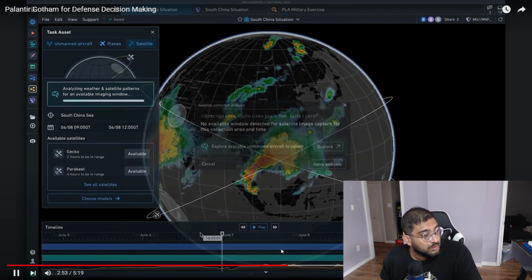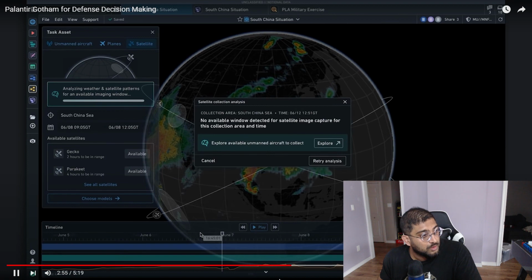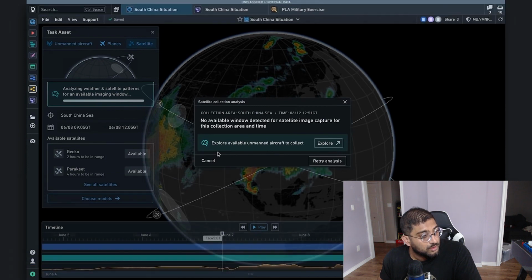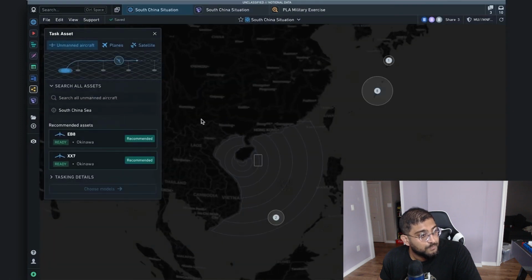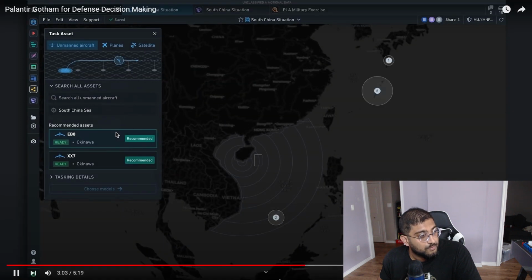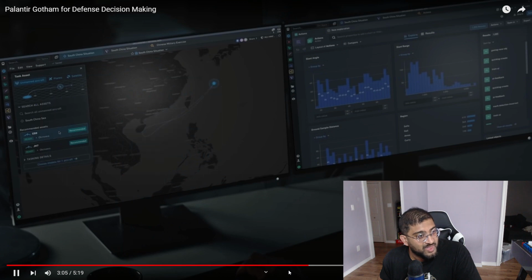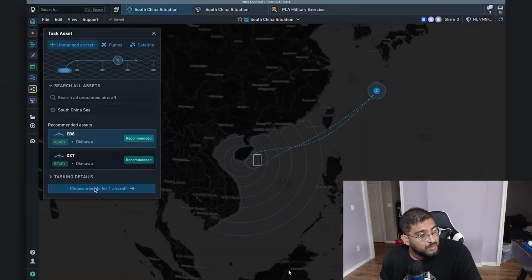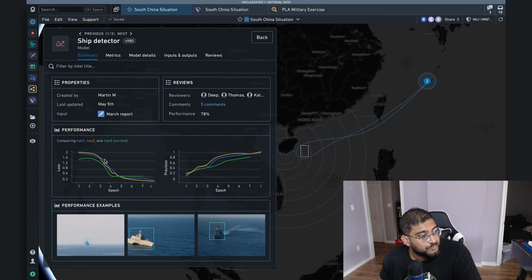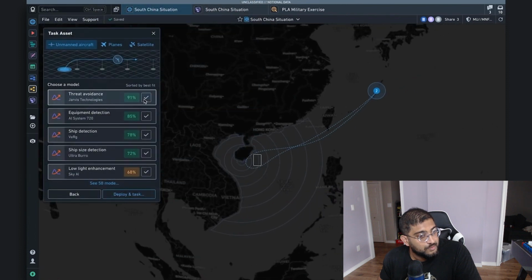That satellite coverage alone is not enough to find the ship. Based on what is capable and ready, the system recommends a few alternatives. The best option is an aircraft from Okinawa. Before finalizing the selection, analysts deploy the latest micromodels, trained to avoid incoming threats, identify military equipment, and detect military ships.